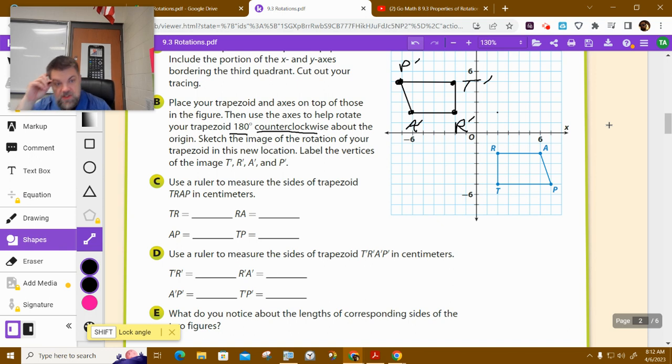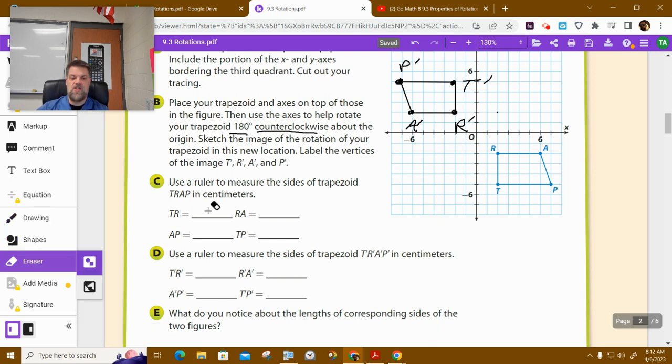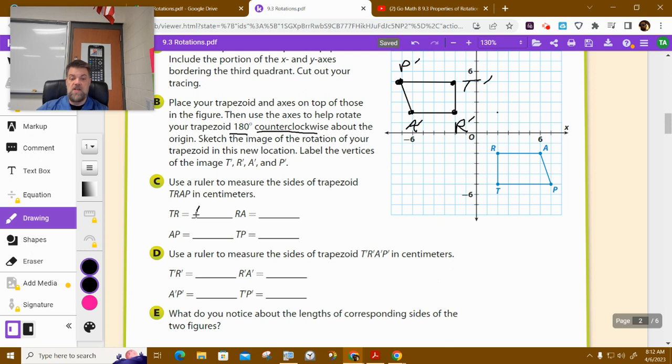Anyways, what it wants you to do is measure the length from T to R. So I'm going to write down the answer. Once you get the protractor, I want you guys to actually measure and make sure. But this should be about 1.3 centimeters.